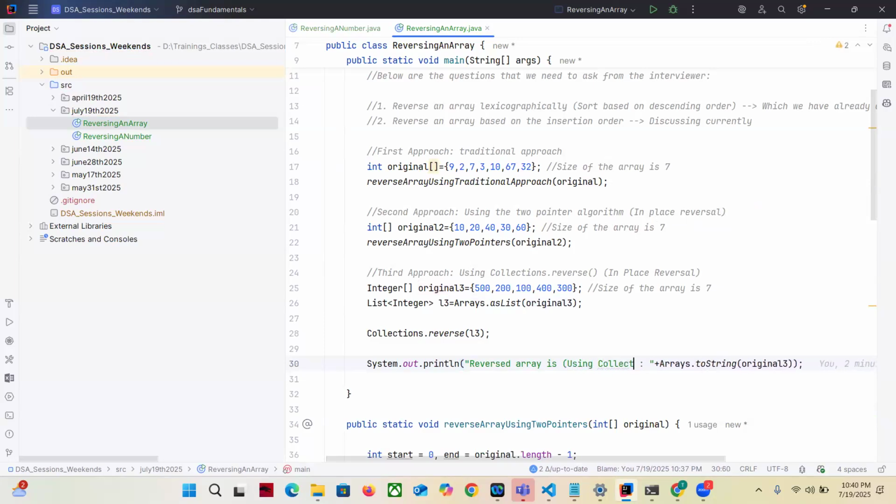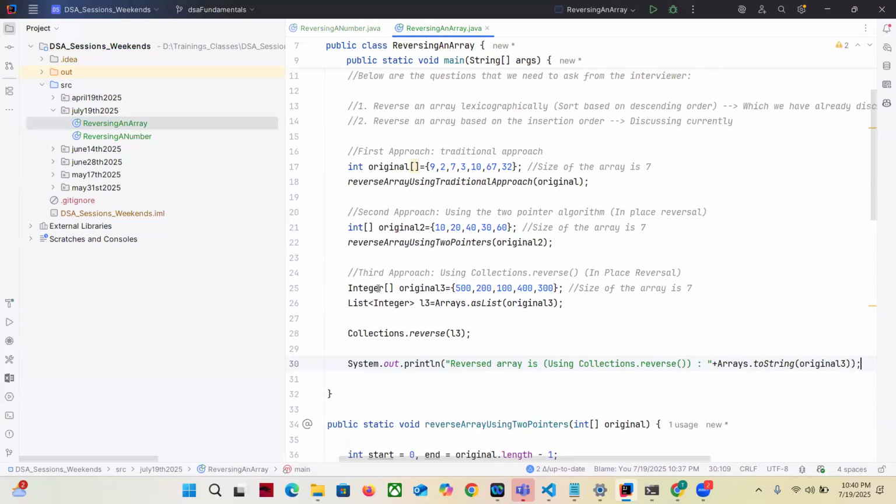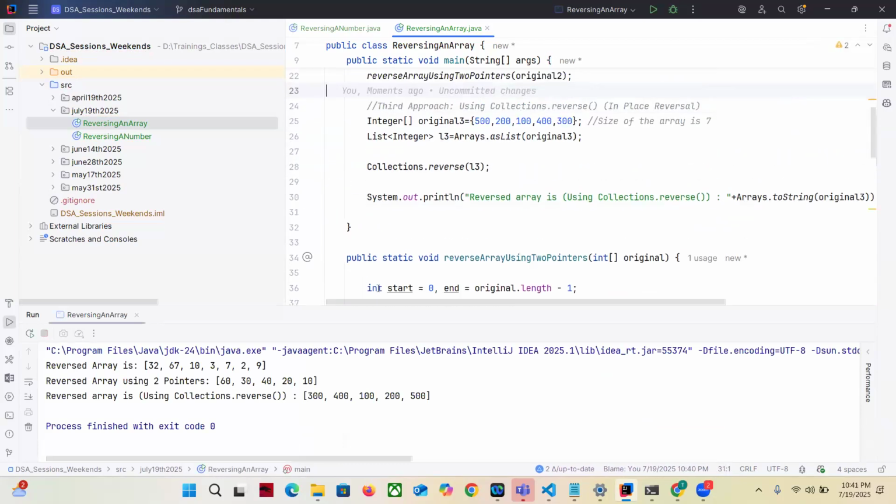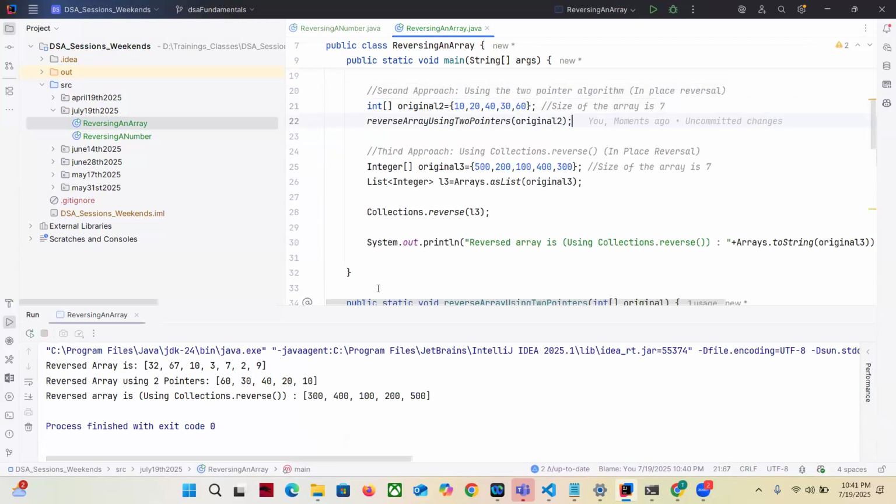using Collections.reverse. This is also another popularly followed algorithm. Clear? If you don't want to use two pointers, if you don't want to use any traditional approaches, this is one of the ways. But the only challenge is you have to use the wrapper class. You cannot use the fundamental data types. Clear?